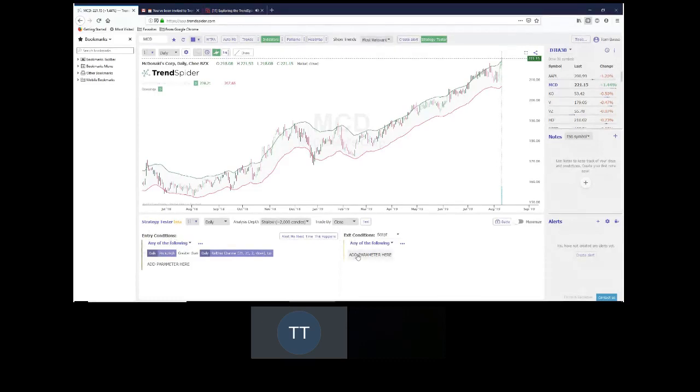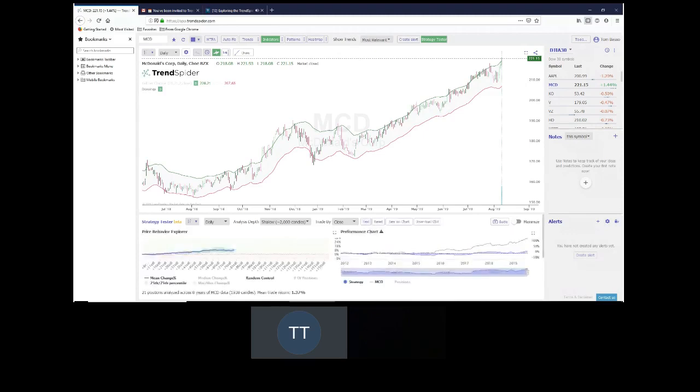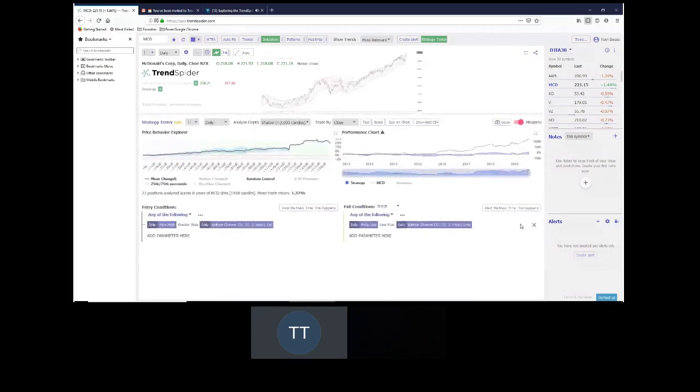Now on the exit, we're going to do a long only to keep it simple. Price on the low is less than the indicator, and we'll use the low part of the Keltner channel. So now we have a way to get in and we have a way to get out. All we got to do is hit this little test button and it grinds out and it gives us all sorts of statistics.